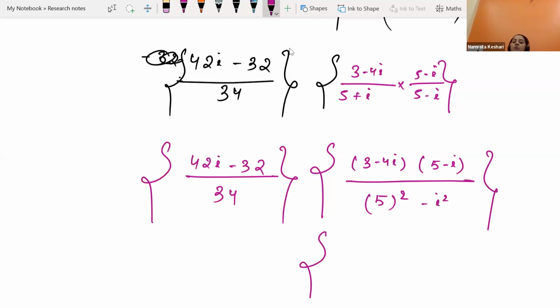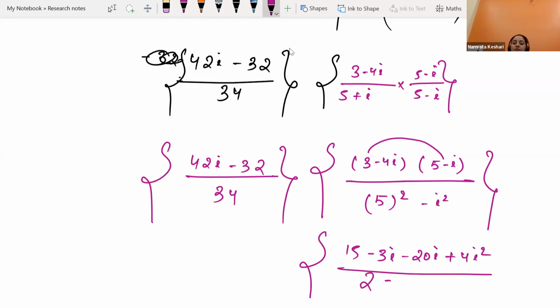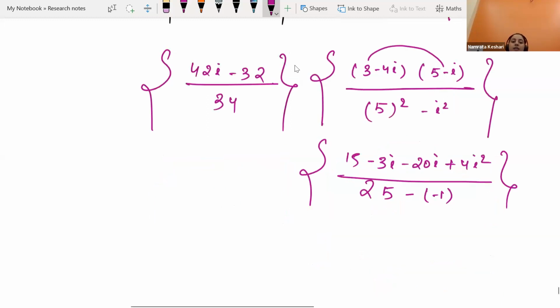Now let's apply the distributive property. 3 into 5, 15. 3 into minus i, minus 3i. Minus 4i into 5, minus 20i. Minus 4i into minus i, plus 4i square. Any confusion, Ali and Alina? No, ma'am. This is what we are getting. Here we'll be having 42i minus 32 by 34.